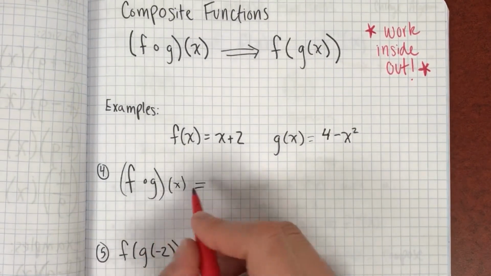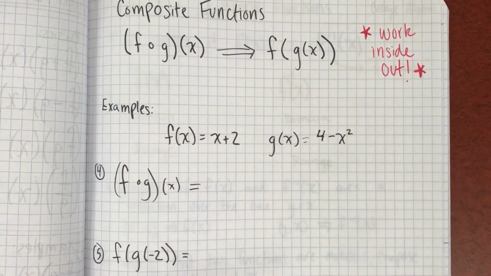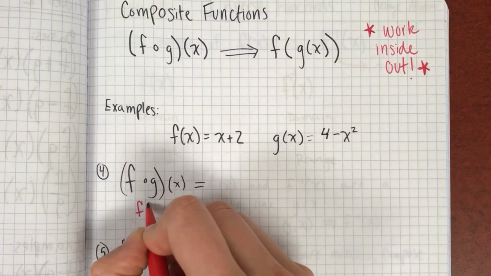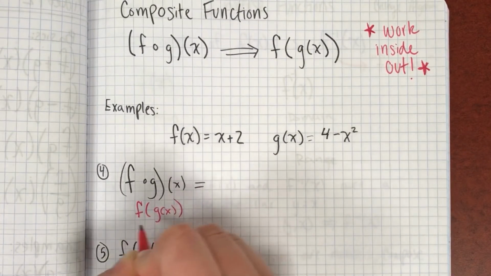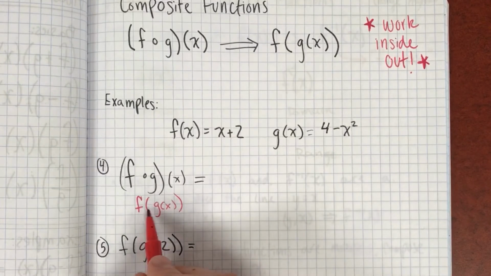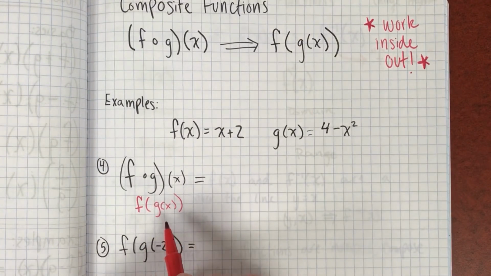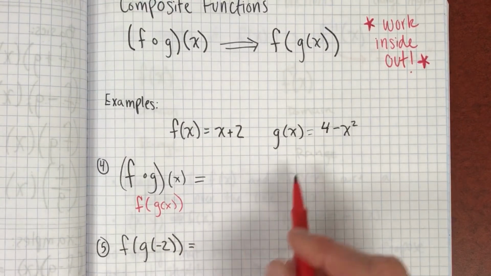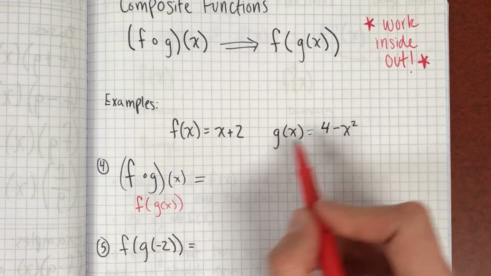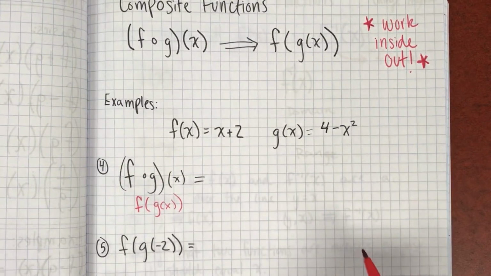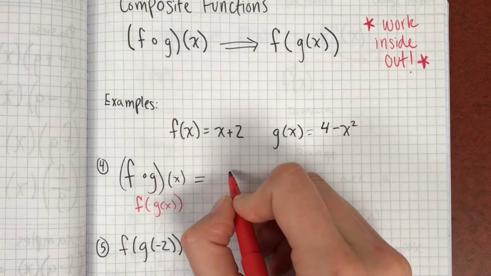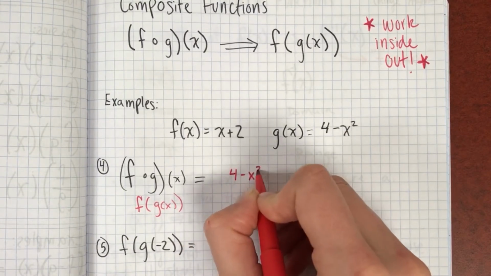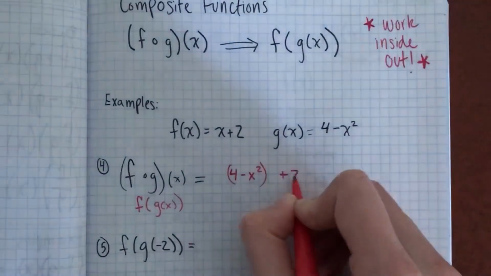We're going to compose g into f. So what this means is f composed of g. And I always kind of like to write it out and expand it like this so that I know exactly what I'm doing. All right, so I'm going to take my g function, 4 minus x squared, and anywhere I see an x in my f function, I'm going to replace it with that. So my f function is x plus 2, so I'm going to say 4 minus x squared plus 2.